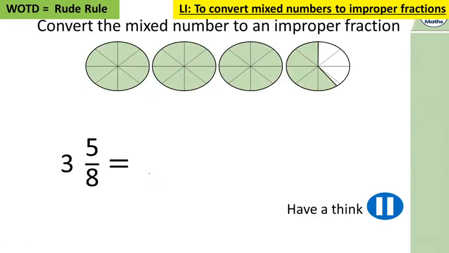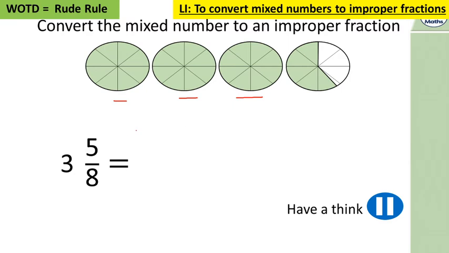Okay, so here, same task, convert the mixed number to an improper fraction. Imagine that's completely full. Convert this into an improper fraction. So pause the video and have a go at that. Okay, let's have a look at this. Our mixed number is 3 wholes and 5/8. You can see 1, 2, 3 wholes and then 5/8 here.